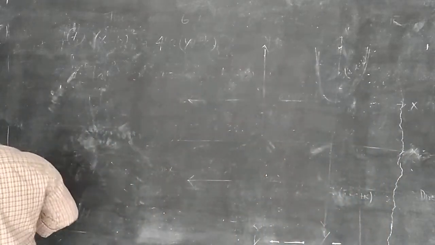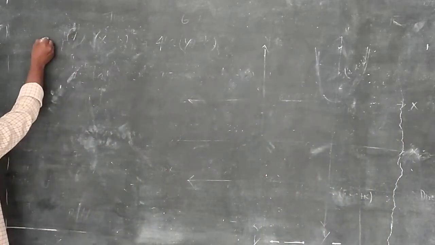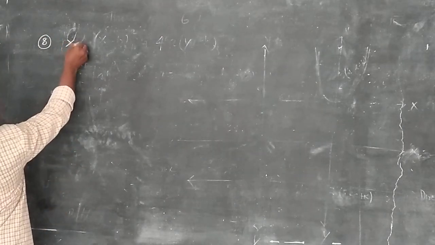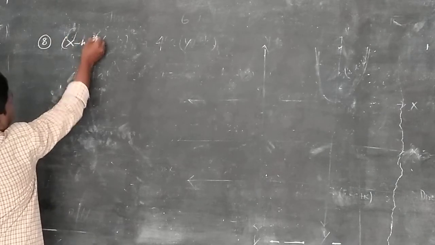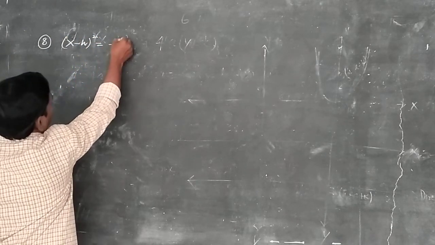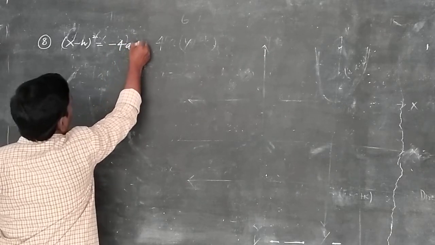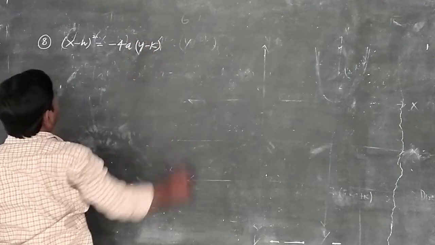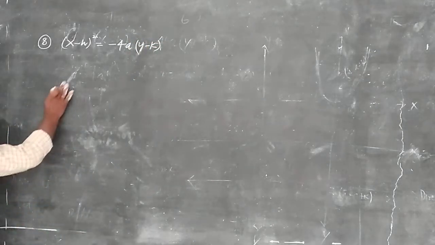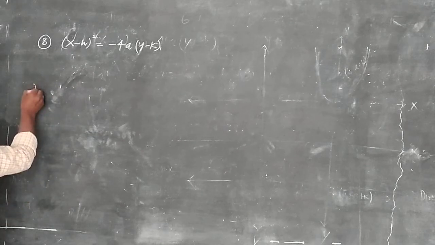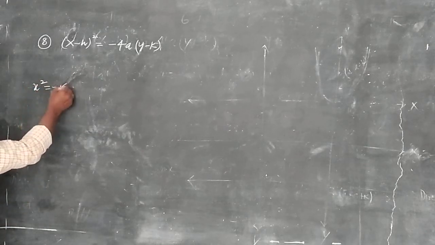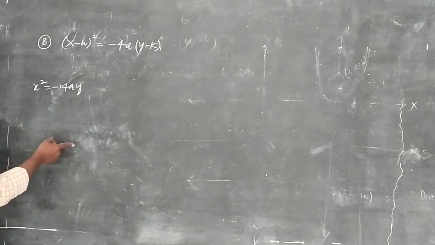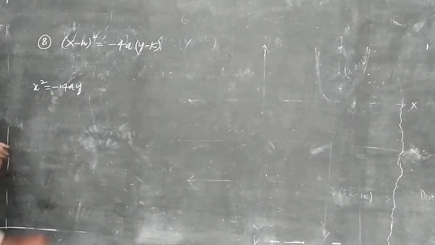Now, the eighth one, (x minus h) whole square equal to minus 4a(y minus k). Now, we already learned x square equal to minus 4ay. Just draw the shape of the parabola of x square equal to minus 4ay.